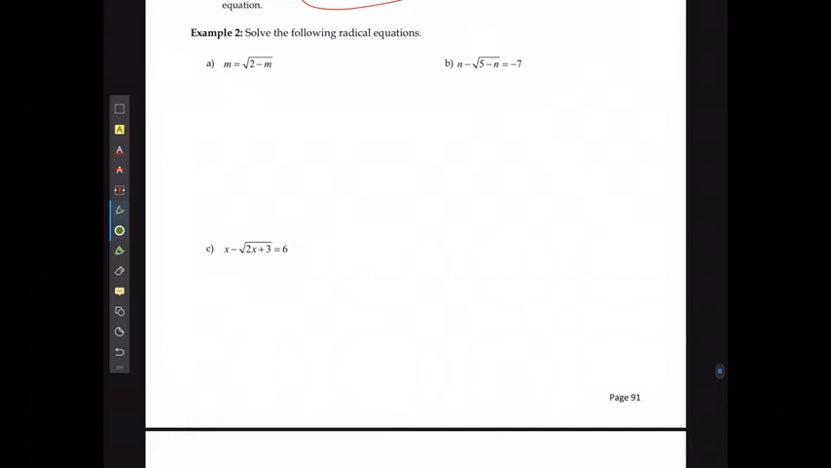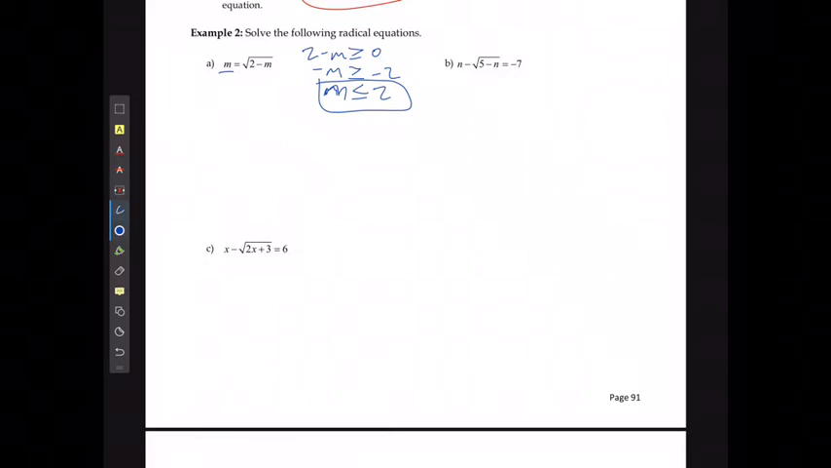So now we're solving for cases where there is a variable outside of the radical. Our steps are still going to be the same to begin. I'm going to say that, well, if I have the square root of 2 minus m, then 2 minus m has to be greater than or equal to 0. Negative m has to be greater than or equal to negative 2. And when I divide by the negative to get the m out, m has to be less than or equal to positive 2. There's my restriction.